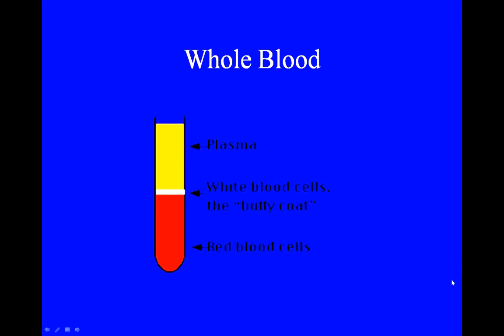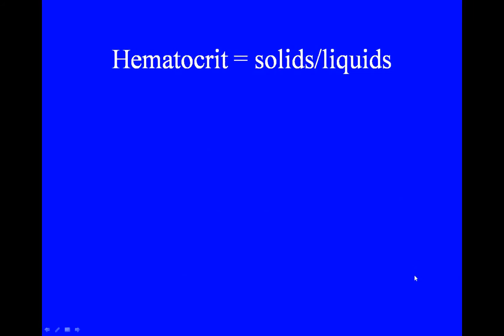I know they give you back your red ones, and I believe what they're doing is separating those solids from the liquids, and they're giving you the solids back. So hematocrit is a test that's reported on a CBC, and hematocrit is a ratio. It's the ratio of the solids in the blood compared to the liquids in the blood. Remember, those solids were red blood cells, white blood cells, platelets. The liquid is the plasma.